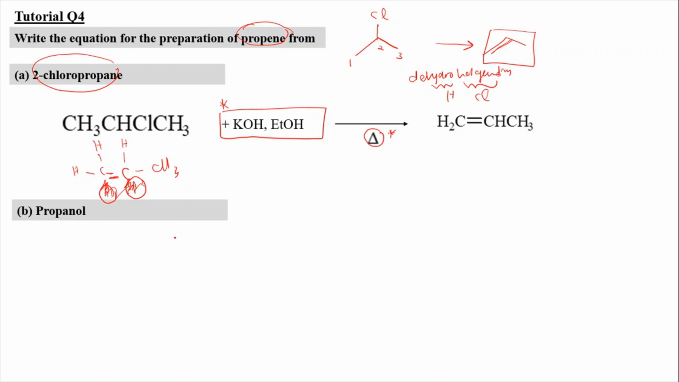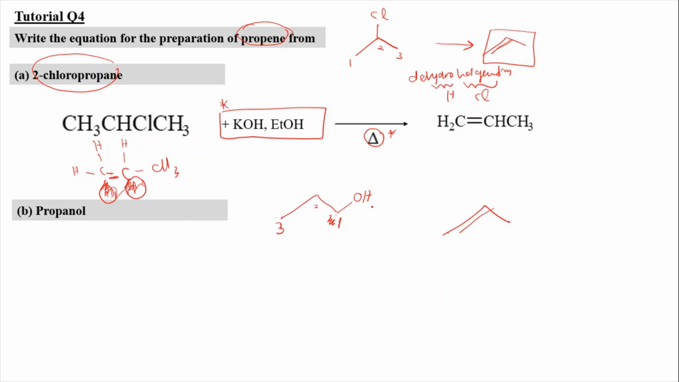Okay, now for B, we're going to prepare propene, which is the same product, but now from propanol. So propanol has 1, 2, and 3 carbons, and then we have OH as the functional group. It doesn't say 2-propanol, so you know that the OH is going to be at the end. You can put the OH here or the OH here, but you just need to change the numbering 1, 2, and 3.